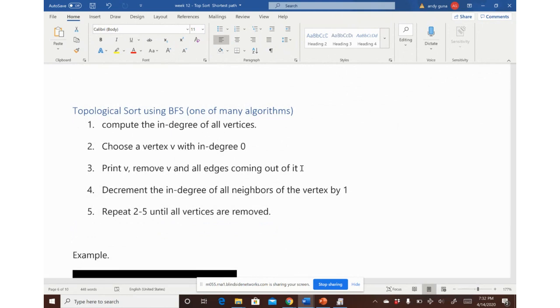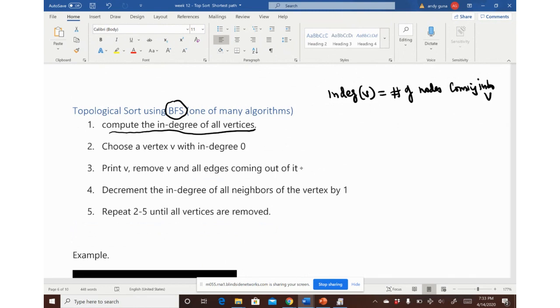There's also another way to do topological sort using what's called BFS. What we did here was a DFS, and a topological sort using BFS is essentially an algorithm that goes like this. Let's compute the in degree of all vertices. The in degree of a vertex V is the number of edges coming into V.